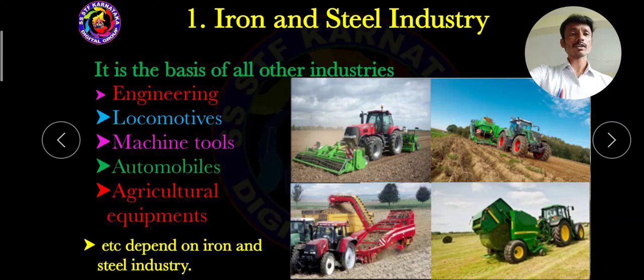Got it? So this was the main reason why the iron and steel industry is the basis of all the industries. If there is a question asking why the iron and steel industry is the base for all industries, we have to write this properly, one by one. Engineering, locomotives, machine tools, automobiles, agricultural equipment, etc. are dependent on the iron and steel industry. So this was the reason. The iron and steel industry is the basis of all the industries.